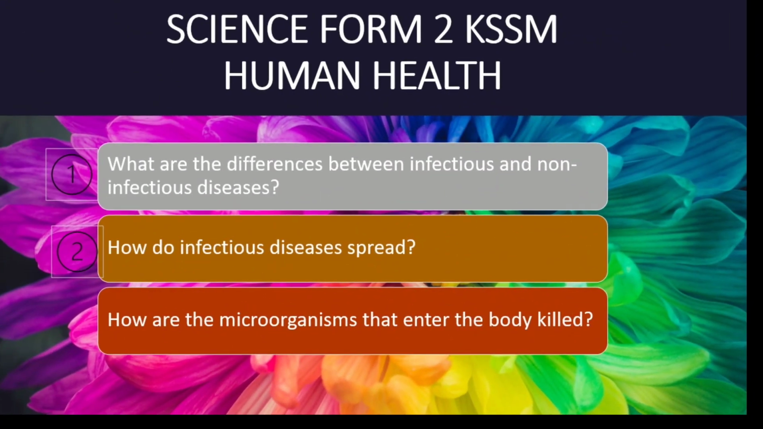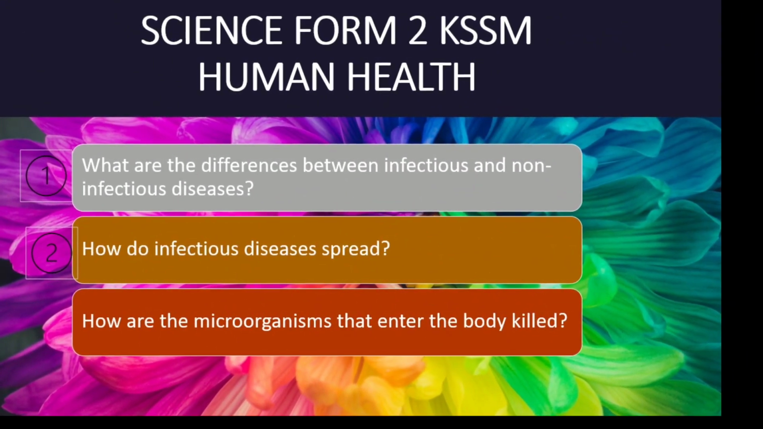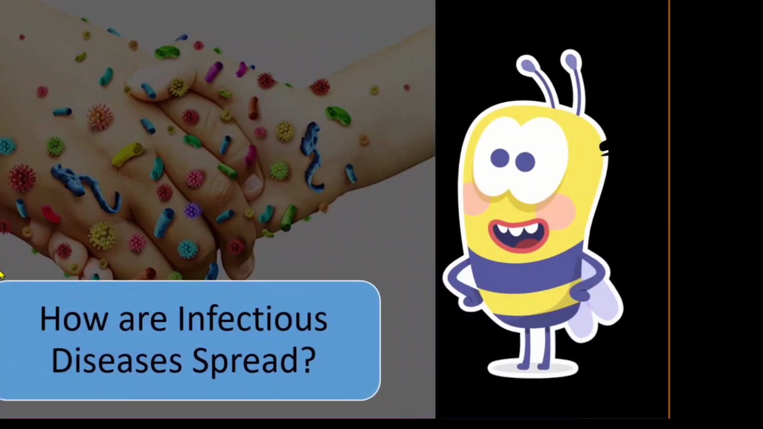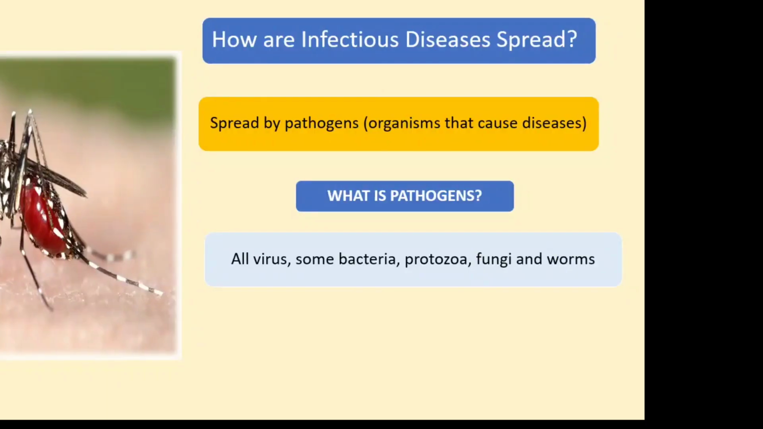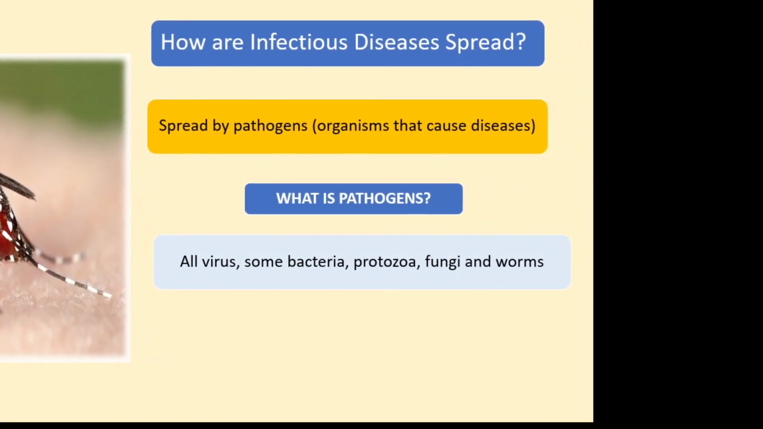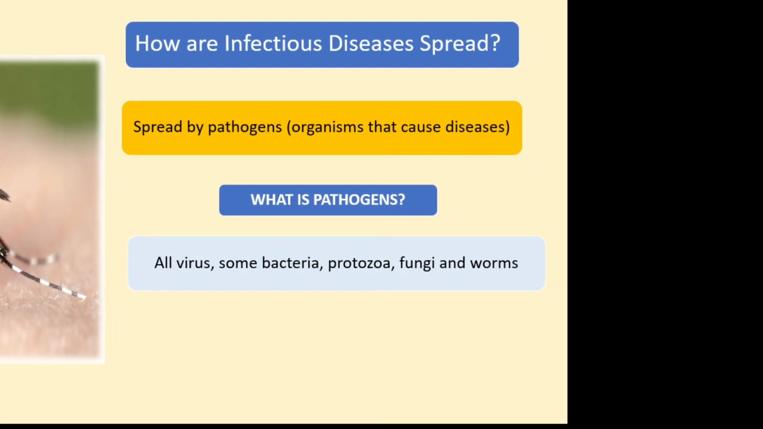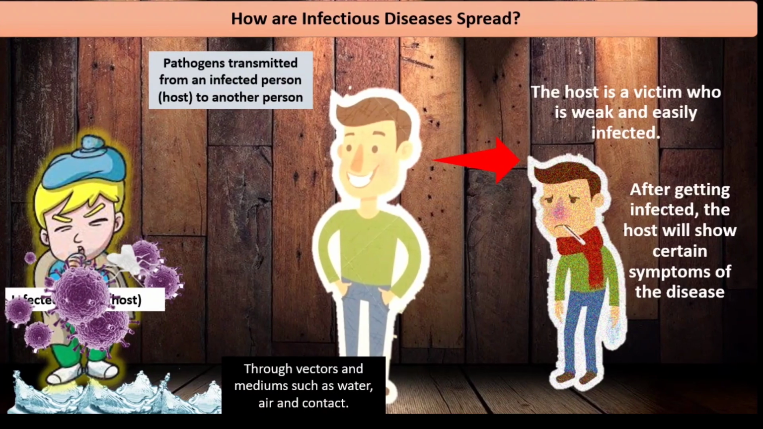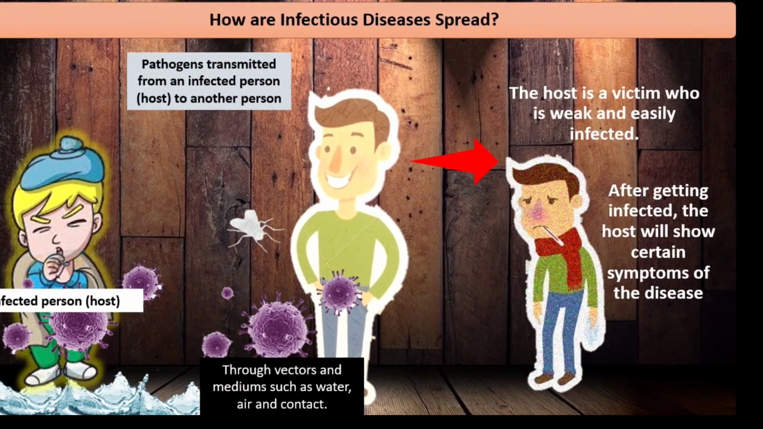Now we are going to discuss the second part. How do infectious diseases spread? Infectious diseases are spread by pathogens. A pathogen is an organism that causes diseases. All viruses, some bacteria, protozoa, fungi, and also we have to be alert in our surroundings.